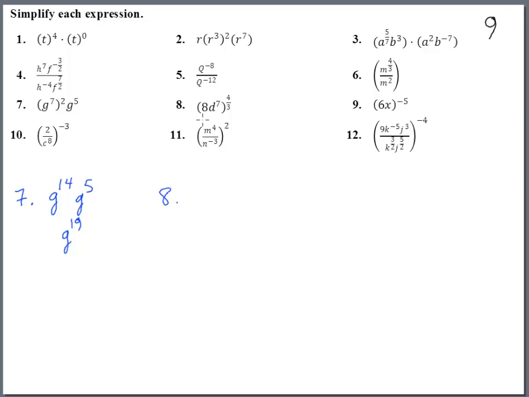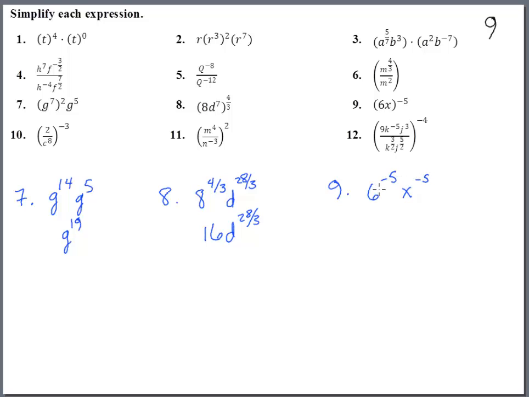Number 8, we get 8 to the 4/3 d to the 28/3. That's exponent to exponent. That's multiplication. 8 to the 4/3 we can simplify. Cube root of 8 is 2, to the 4th power is 16. D to the 28/3.